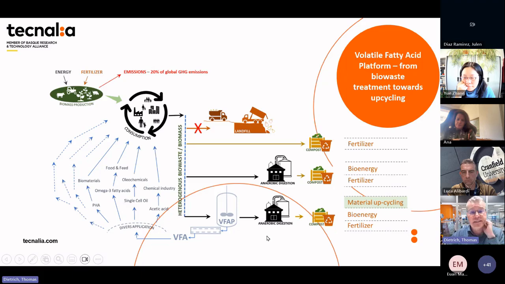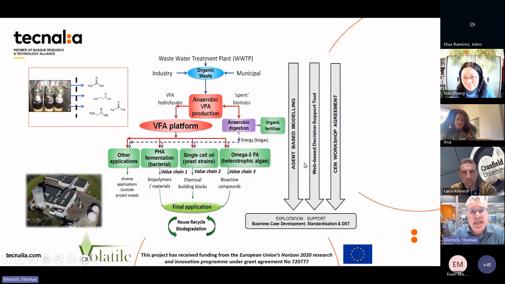And as I've seen among the participants, Philip is also here. He was a little bit the brain behind our project Volatile, which was created to get material upcycling from biomass or bio-waste. So what we did there is work on anaerobic digestion, modifying the parameters to get the possibility to recover so-called volatile fatty acids, which we then used as carbon sources for other applications.